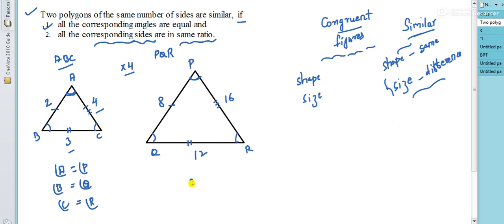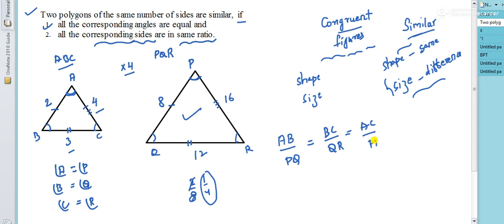What is the ratio? It is 2 by 8, which is equal to 1 by 4. So the ratio is 1 by 4. This one is 4 times smaller than that one, or you can say that one is 4 times bigger than this one. That is called the ratio. I hope it is clear. So we represent it like this: AB by PQ, corresponding sides, should be equal to BC by QR, and that should be equal to AC by PR. If these conditions are satisfied, we can say the given figures are similar.